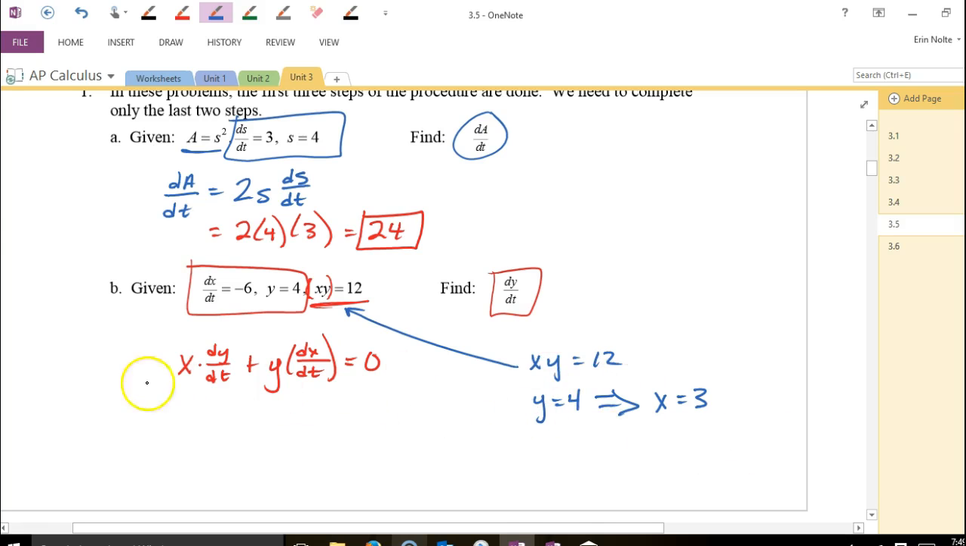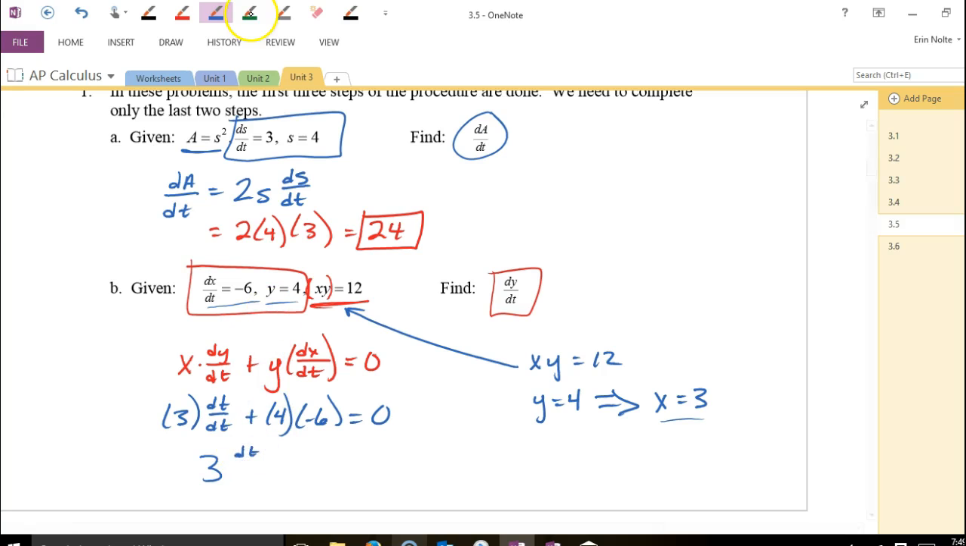So I'm going to plug in all 3 pieces, my dx/dt, my y, and my x, into this equation here. Okay, so the x value is 3. dy/dt is what we're going to end up solving for. The y is 4, and dx/dt is -6. Okay, so now I can solve this. So I have 3 dy/dt, oops, I said that wrong, excuse me, dy/dt.